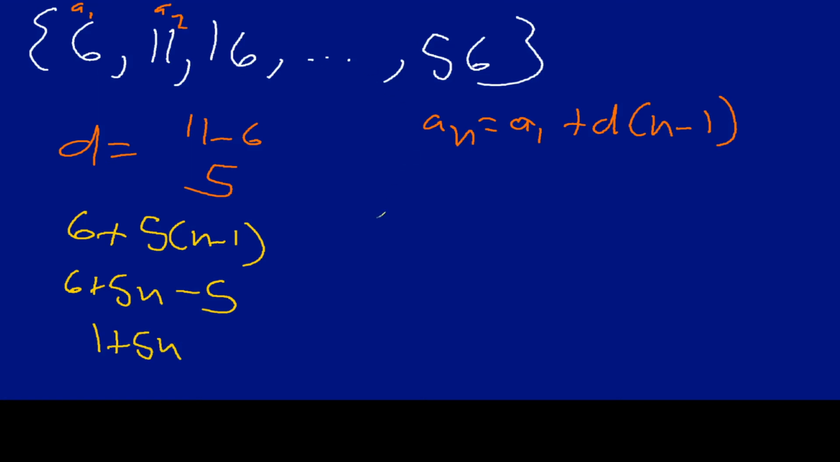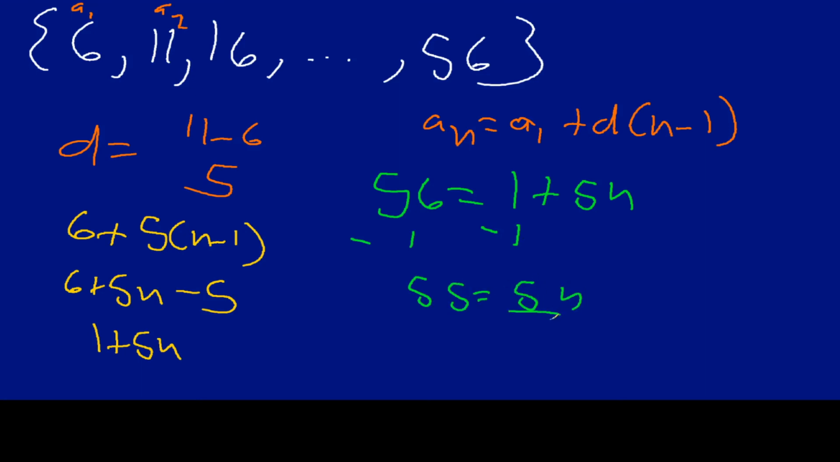Now I have to plug in the 56. And so I'm going to have 56 equals 1 plus 5n. I subtract 1 from both sides. Then I get 55 equals 5n. Divide by 5. And the answer is n equals 11, or 11 equals n, however you want to call it. That is our answer. In other words, in this sequence right here, there are 11 terms, and they're increasing by 5. So 6 goes to 11, 11 goes to 16, 16 probably goes to 21, etc.